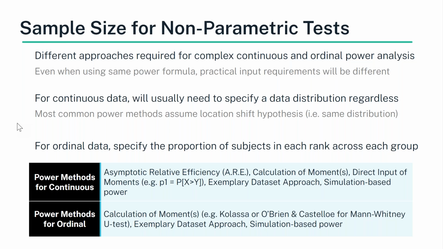The more you can confidently assume about your data, the better it's going to be for your power and your model. For ordinal data, you may need to specify the proportion of subjects in each rank across each group. From there, you can calculate things like probabilities of ranks being higher per group and perform the calculations from these. For both types of data, you can usually either calculate moments from the data, so you might have your pilot data and from there calculate estimates for your moments, or you might already have estimates from other sources of data or existing research. So these moments are like your probabilities of group 1 being greater than group 2, and so on.